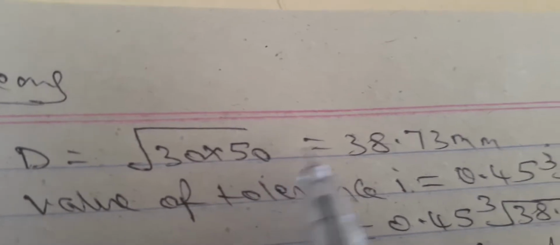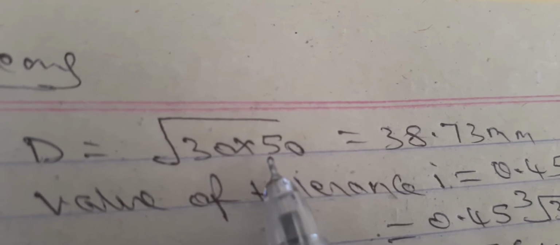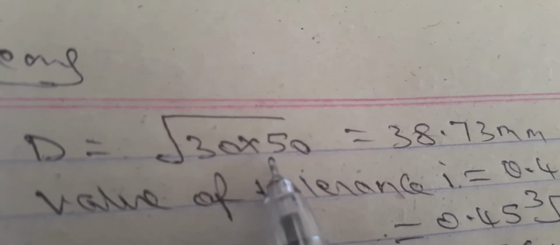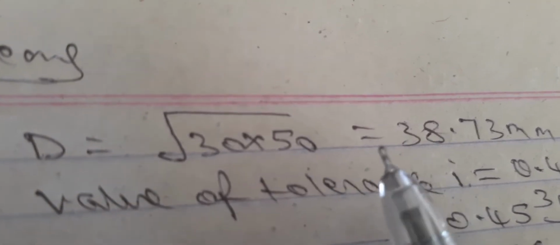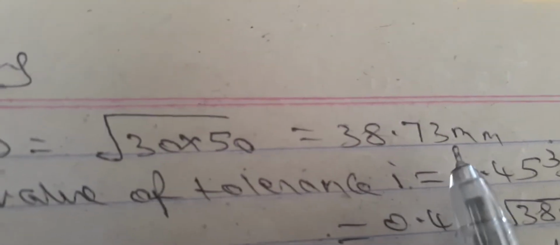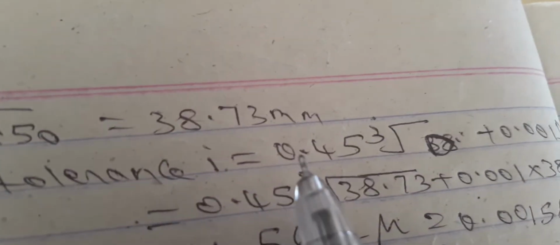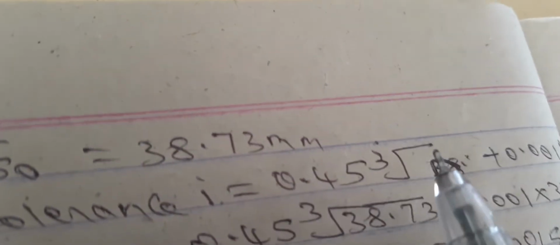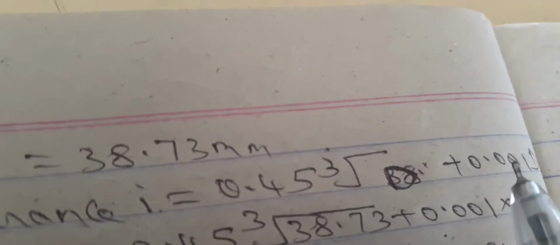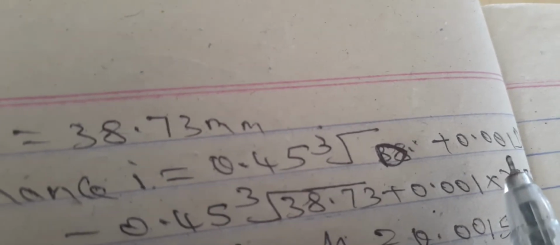D is equal to root of 30 into 50. Why 30 into 50? Because the 50 mm diameter value lies in between 30 and 50. So root of 30 into 50, that is 38.73 mm. Value of tolerance i is equal to 0.45 cube root of D plus 0.001 D, capital D.